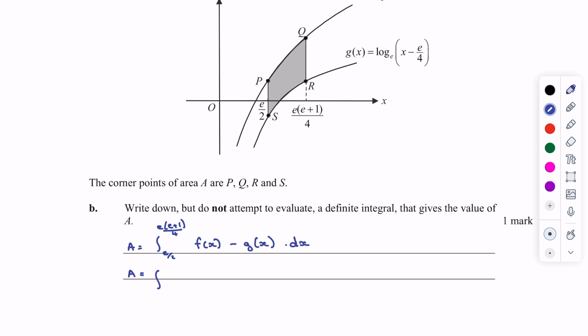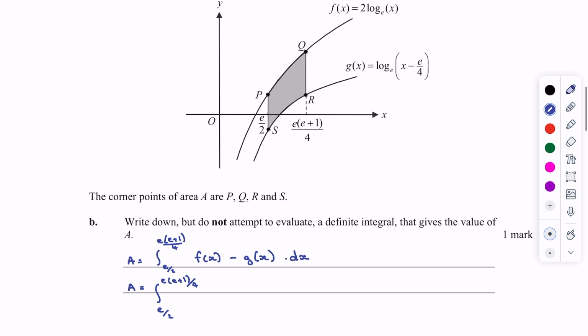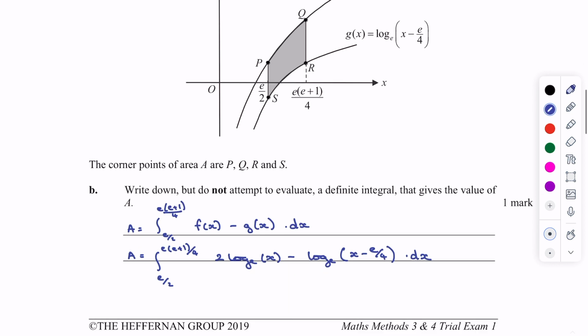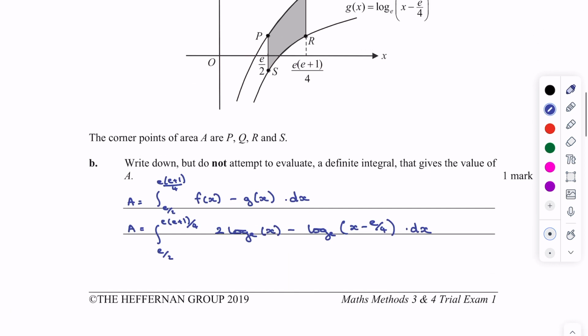And if we wanted to extend this out, all on 4, we're just going to state what f(x) is. So 2 log e x minus log e of x minus e on 4, dx. Okay, so that's our area. Pretty simple. I believe that we could write that as our answer, but then we could extend it out. So just make note of that.